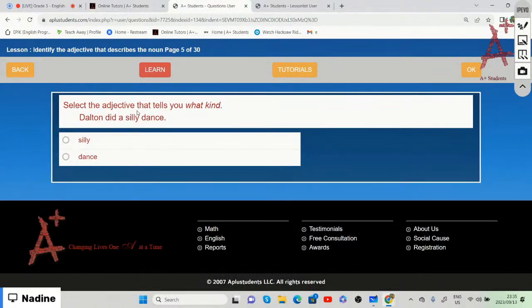Dalton did a silly dance. We need to select the adjective that tells you what kind. Is it silly or is it dance? Silly or dance? We need to select the adjective that tells you what kind. And the adjective that tells us what kind, we can say it is a silly dance that Dalton did.